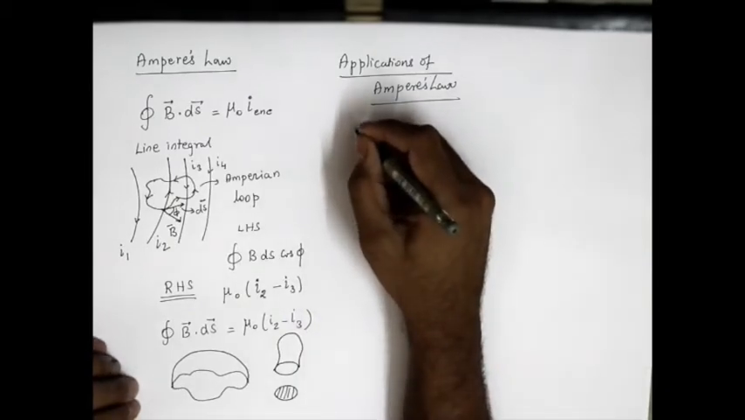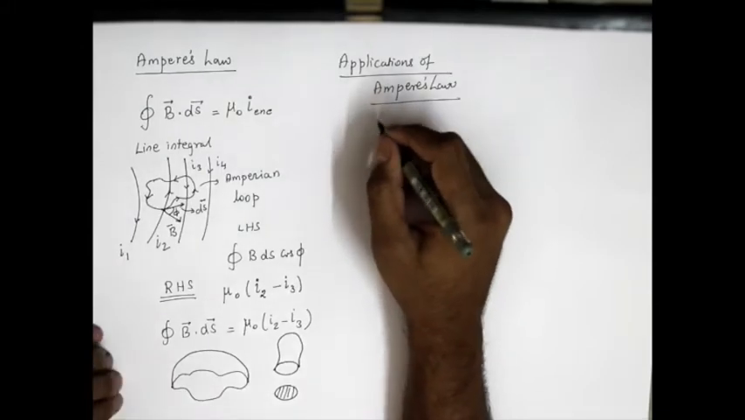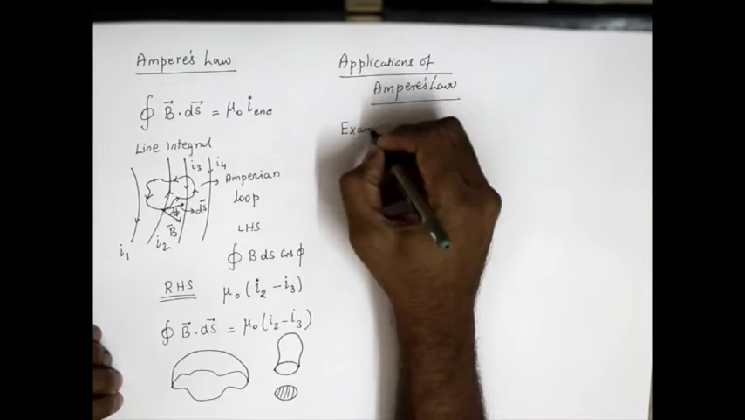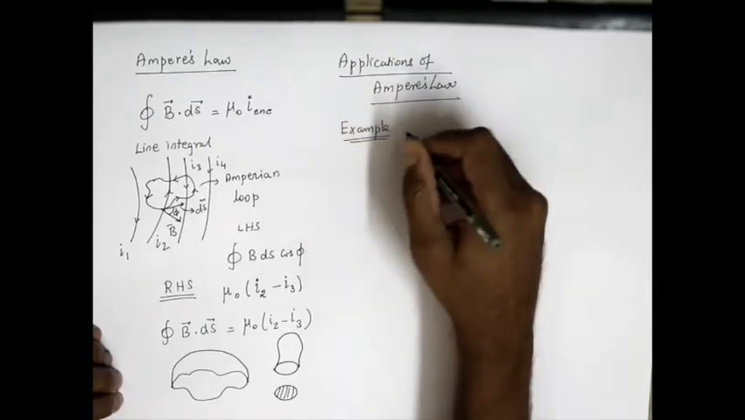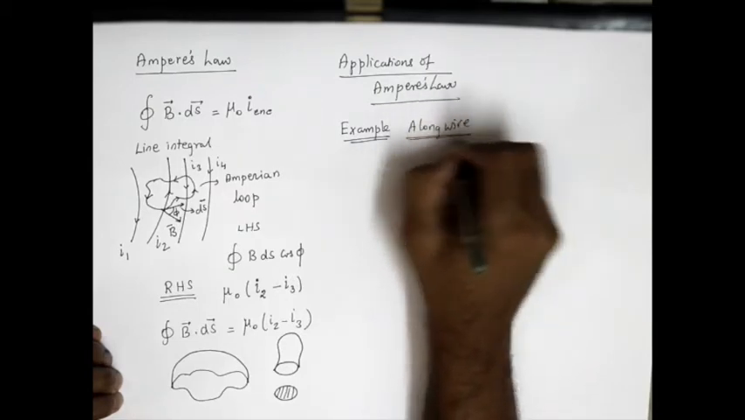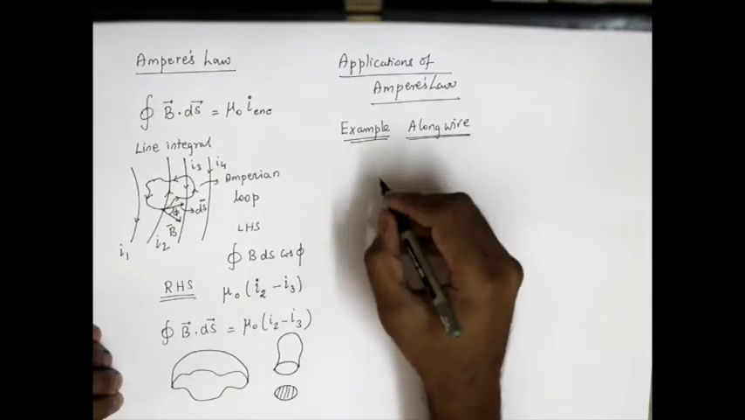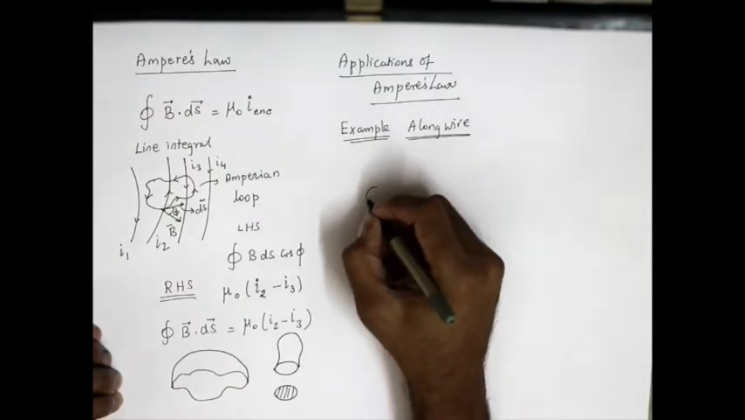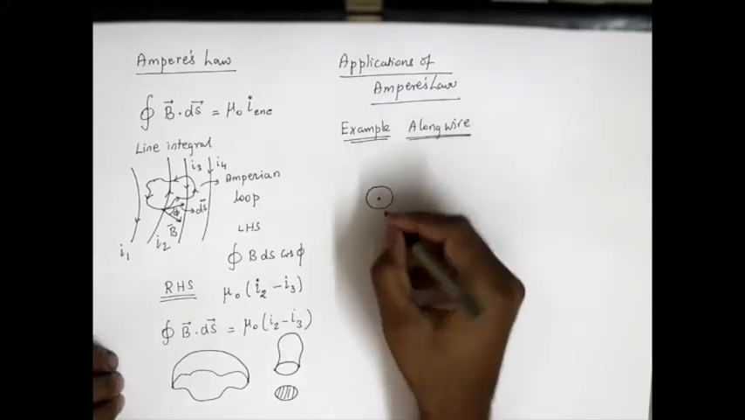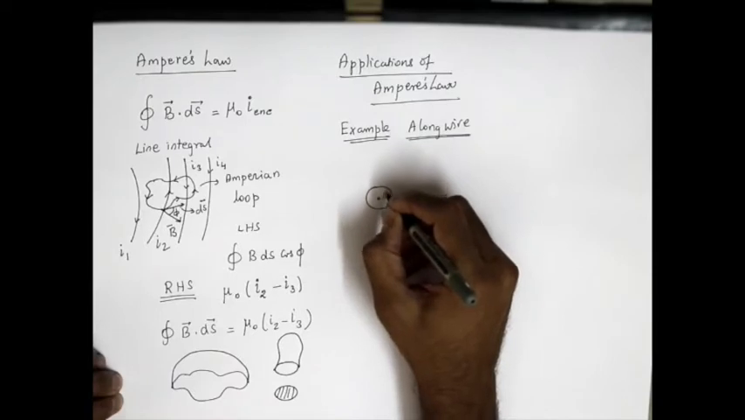As an application, we need currents or wires carrying currents that have some symmetry. So as a first example of this symmetry, we will choose a long wire, and we will apply this to get the magnetic field. So let us consider a long wire. This is a long wire. This is the current I, it is flowing in the upwards direction. So I'll call this I.